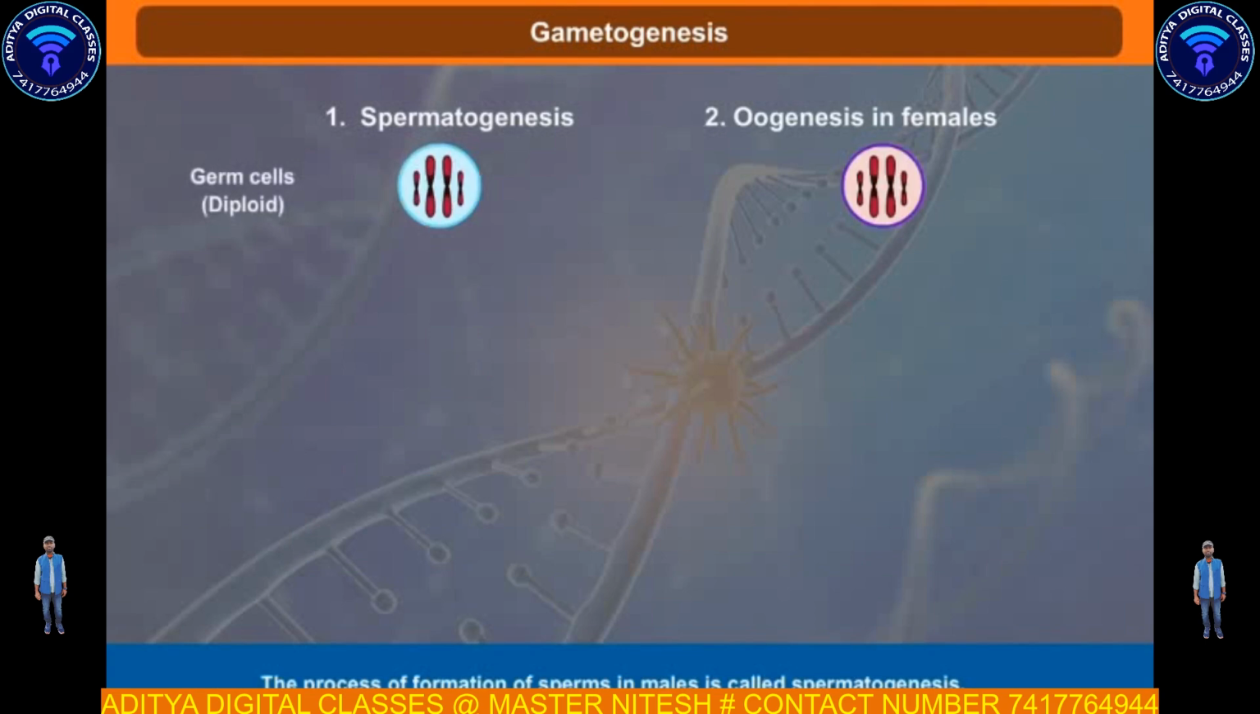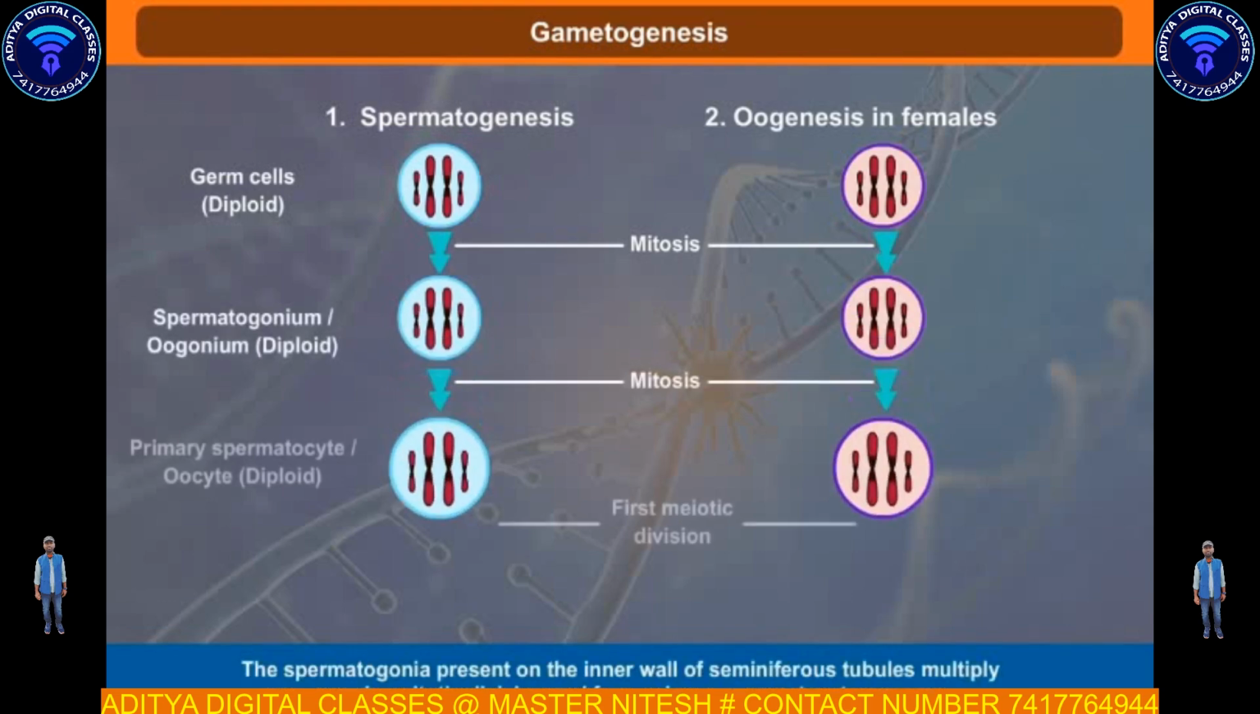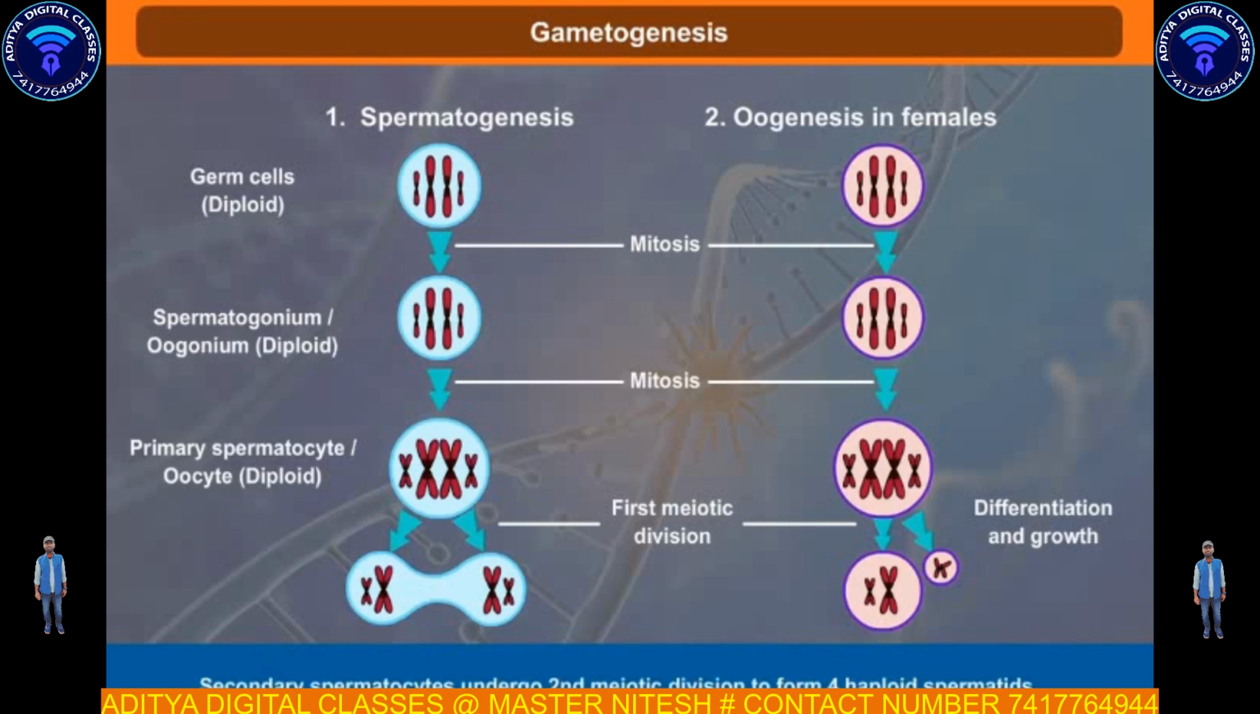Spermatogenesis. The process of formation of sperms in males is called spermatogenesis. The spermatogonia present on the inner wall of seminiferous tubules multiply by mitotic division and form primary spermatocytes. Then primary spermatocytes undergo meiosis and form two equal haploid secondary spermatocytes. Secondary spermatocytes undergo second meiotic division to form four haploid spermatids. Spermatids transform into spermatozoa, sperms.